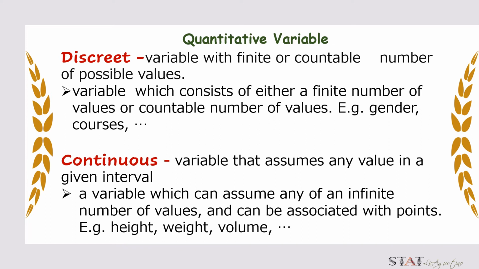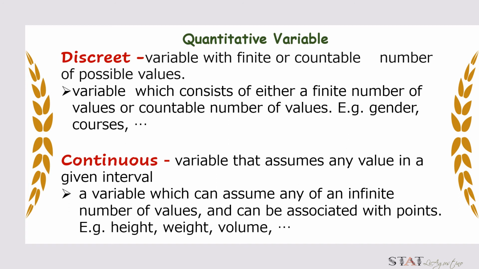Discrete: a variable with a finite or countable number of possible values. A variable which consists of either a finite number of values or a countable number of values. For example, the course, as I've mentioned earlier, can be recoded. Decode some categories, so they are discrete. For example, the first year is 1, 2, 3, 4. You cannot say that I'm 1.5. Okay, so that is the discrete level, the exact or finite number of values.